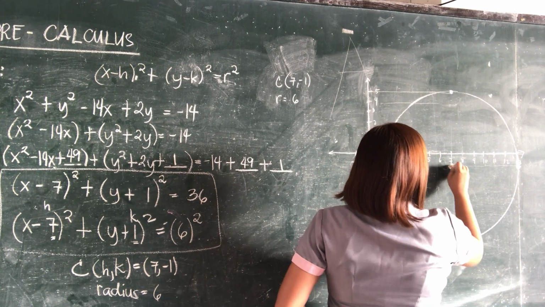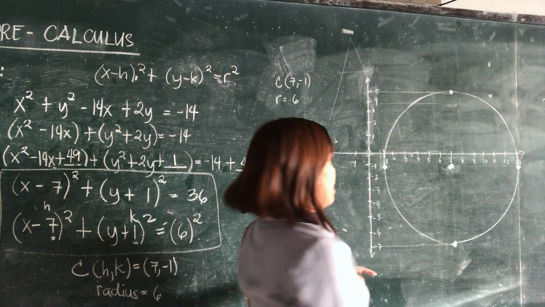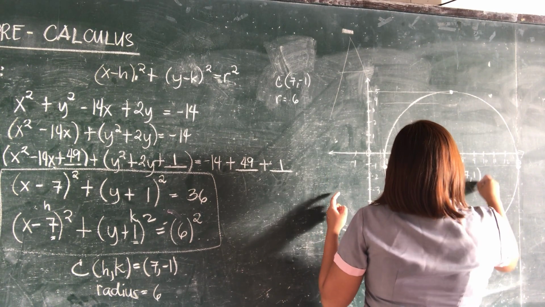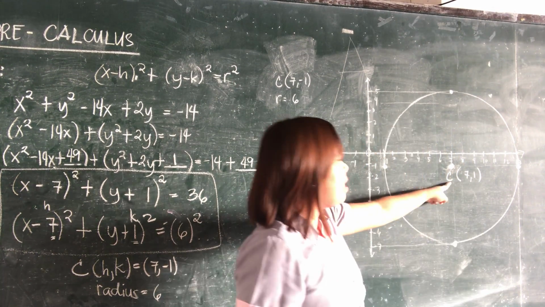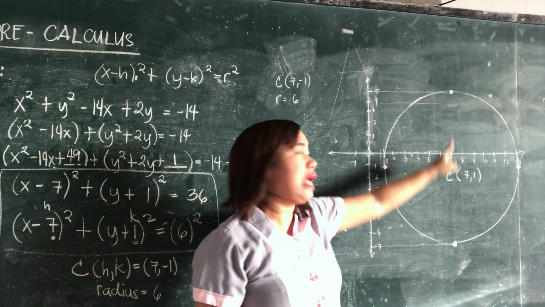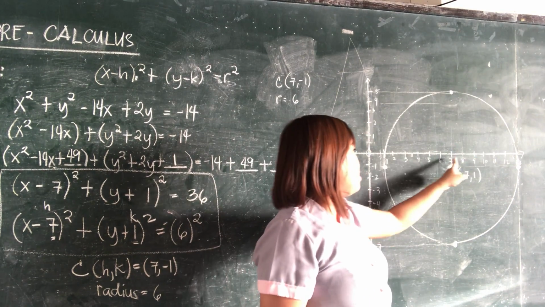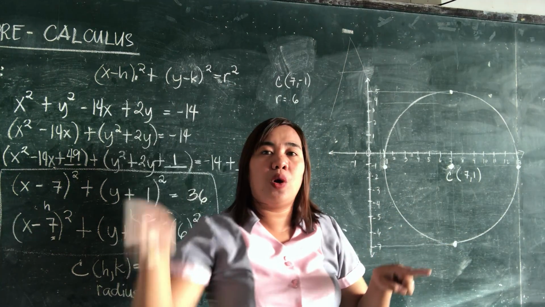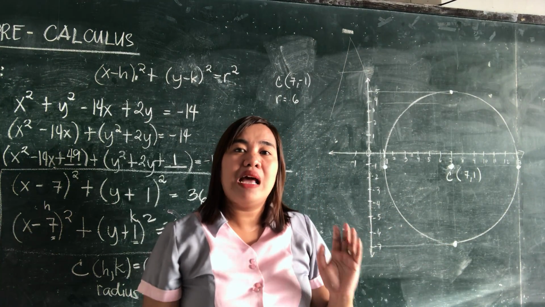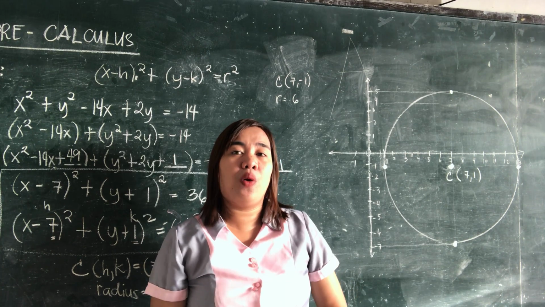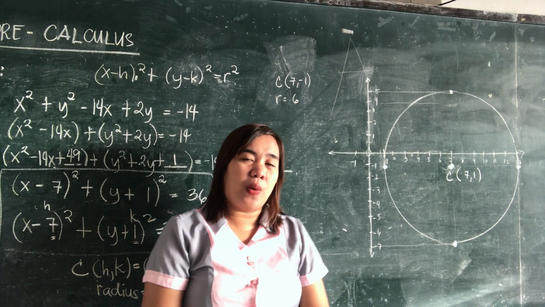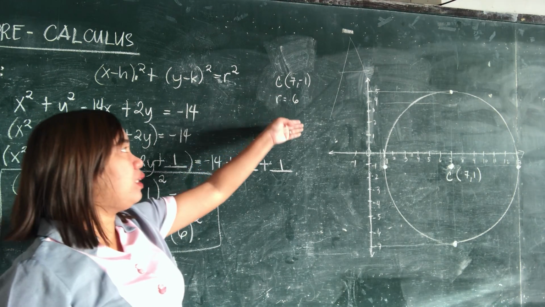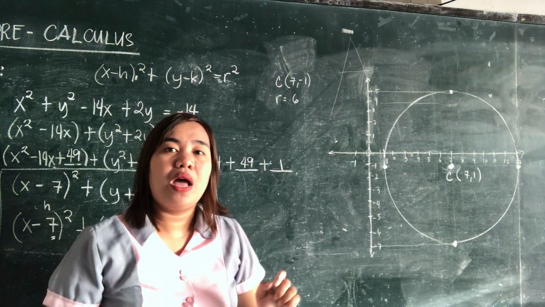Again, ito yung ating center. Yung center natin is at 7, negative 1. That is your center. So, from the center, we count 6 units up, 6 units to the right, 6 units to the left, and 6 units down. Then, connect those points to form the circle. So, that is how we graph the circle. So, again, our center is at 7, negative 1. The radius is equal to 6.